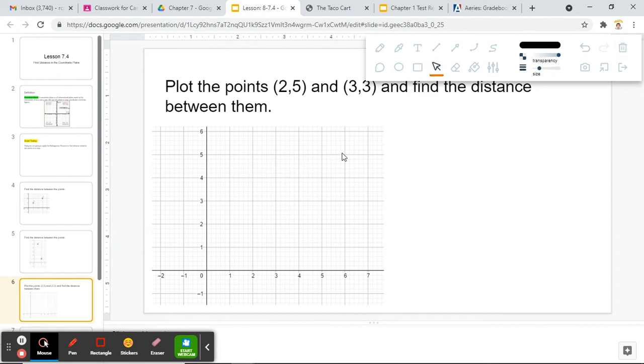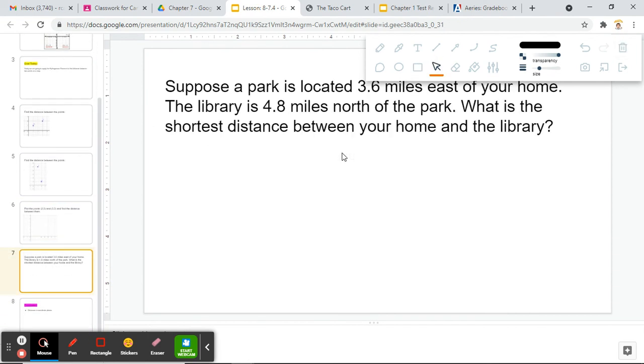All right, so let's do one example here, but a little bit of a real-life one. Suppose a park is located 3.6 miles east of your home. The library is 4.8 miles north of the park. What is the shortest distance between your home and the library?